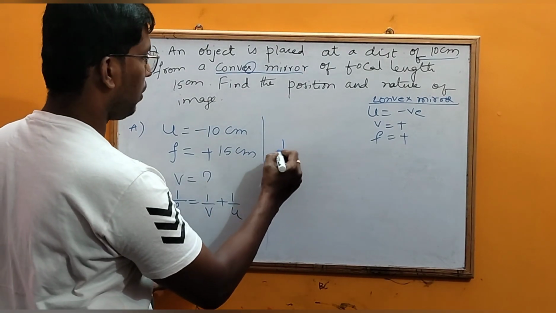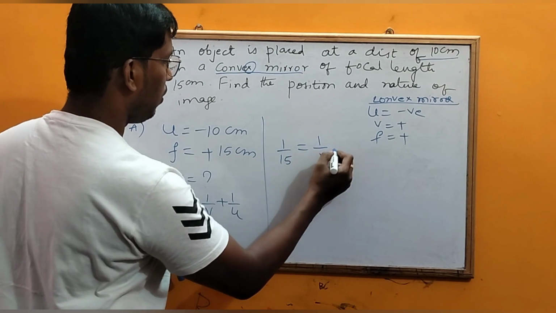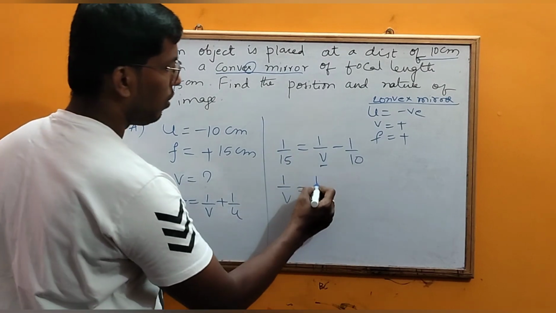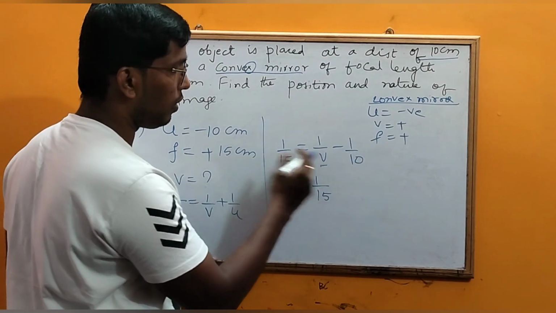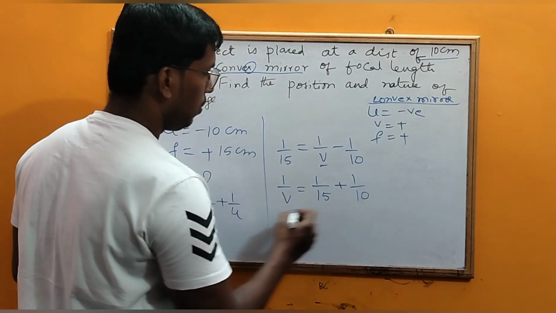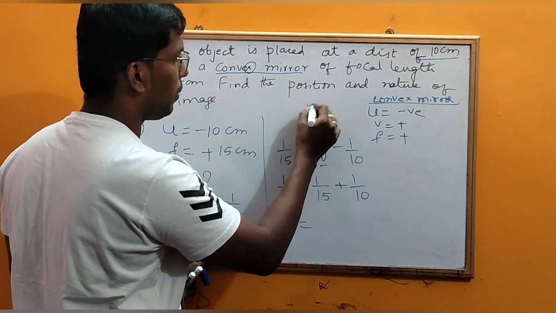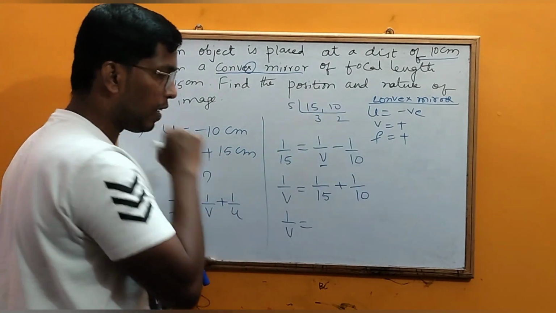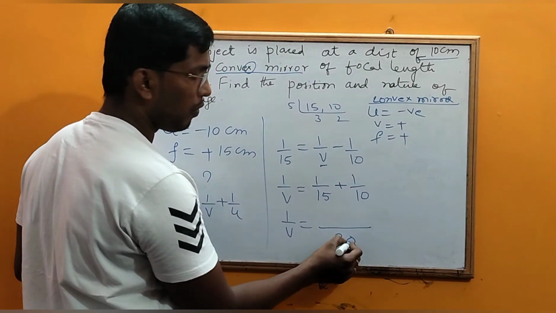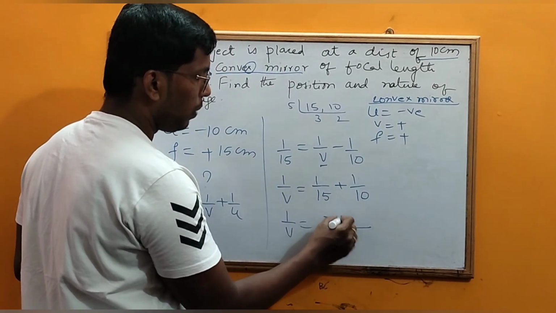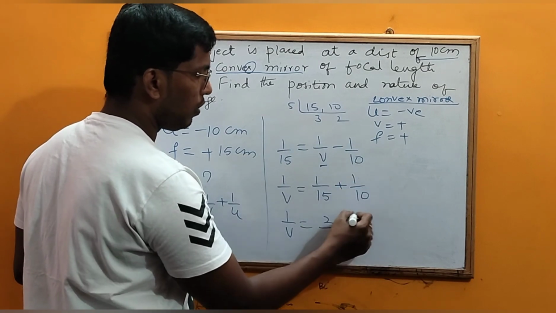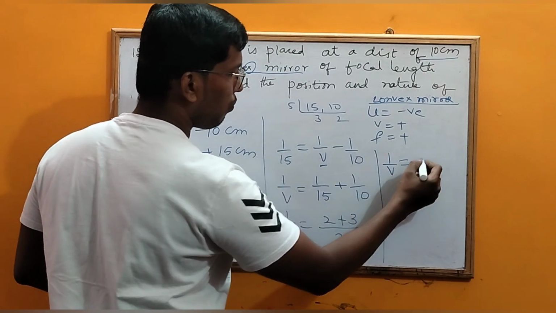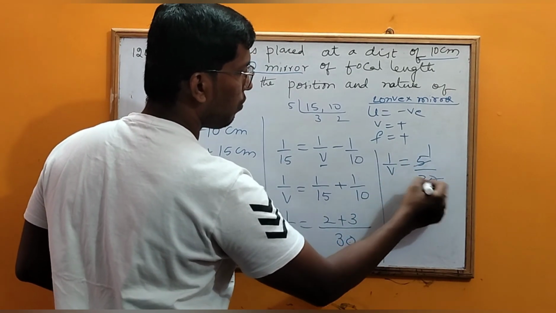So 1 by 15 is equal to 1 by v minus 1 by 10. So for 1 by v, send this minus 10 to the other side. 1 by 15 plus 1 by 10, if it goes to the other side, it will become positive. What will be the LCM? Of 15 and 10: 5 3s are 15, 5 2s are 10, so 5 3s are 15, 15 2s are 30. LCM is 30. 15 1s are 15, 2 into 1 is 2, plus 10 3s are 30, 3 into 1 is 3. So what is the answer? 1 by v is equal to 3 plus 2, 5, divided by 30. 5 1s are 5, 5 6s are 30.